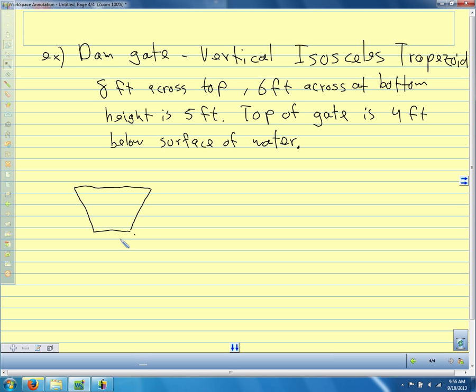There's the sides. So we know it's 8 feet across here. We know it's 6 feet across here. And we know that it is 5 feet high. So there's a start. We know the water is up here, 4 feet above the surface. So this is 4 feet.